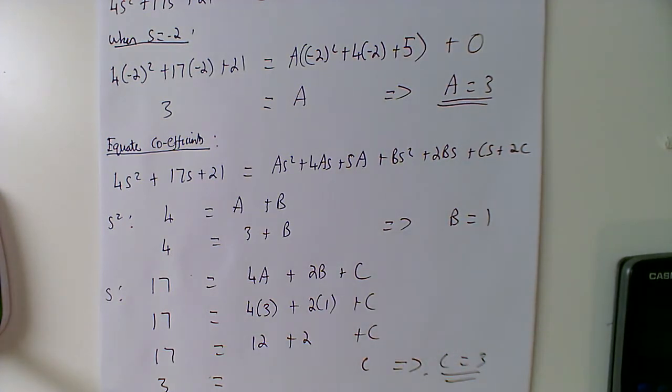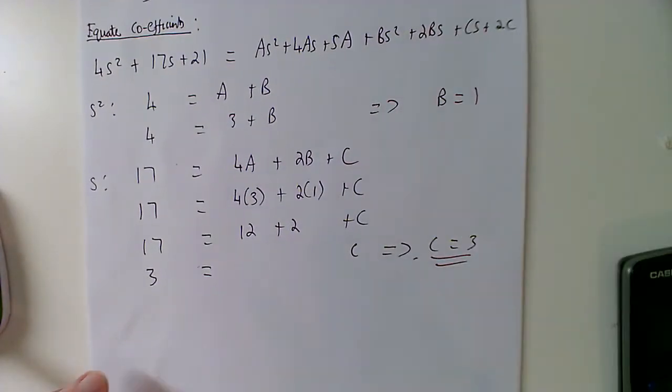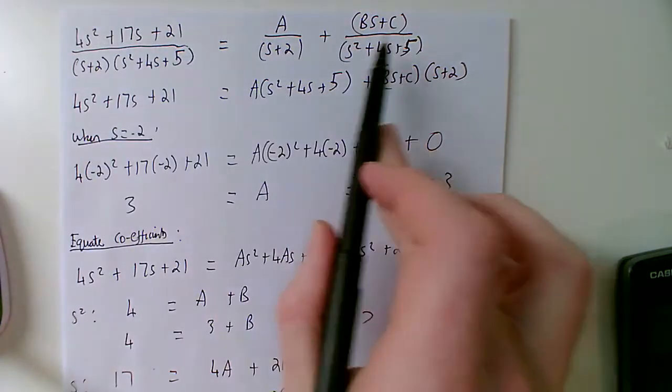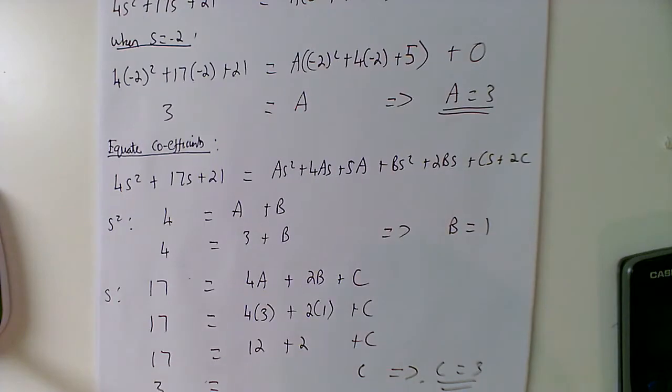Right, so we've got our 3 values then for our partial fractions. And that was our partial fraction equation there. Okay, so I'm just going to swap 3 in for A, 1 in for B, and 3 in for C.